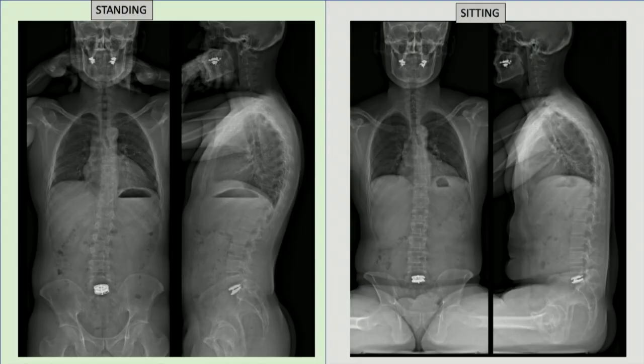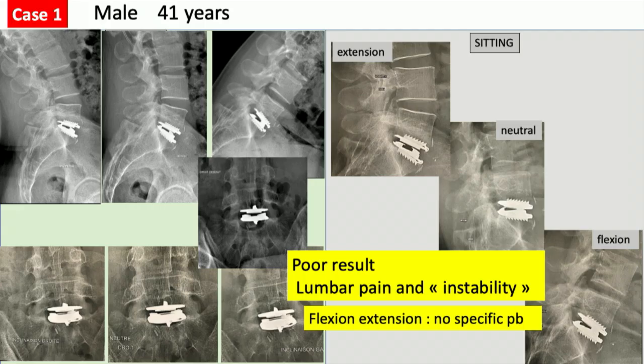Case one is a male, 41 years, and he has a poor result since the beginning. As in some cases, we have a lot of difficulties to understand why they have pain. This patient has no radicular pain. He has lumbar pain, and he feels what he described as instability. This guy is very strict. He explained very well what he is feeling.